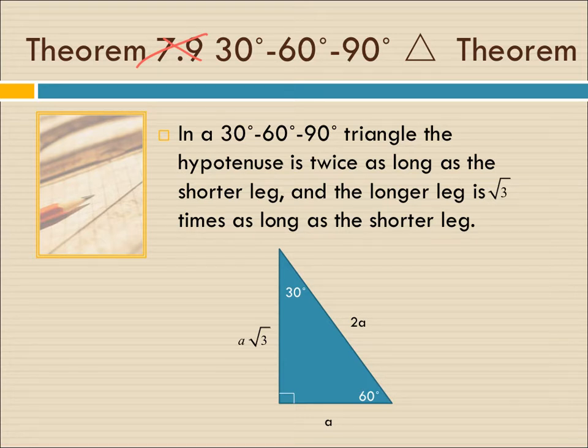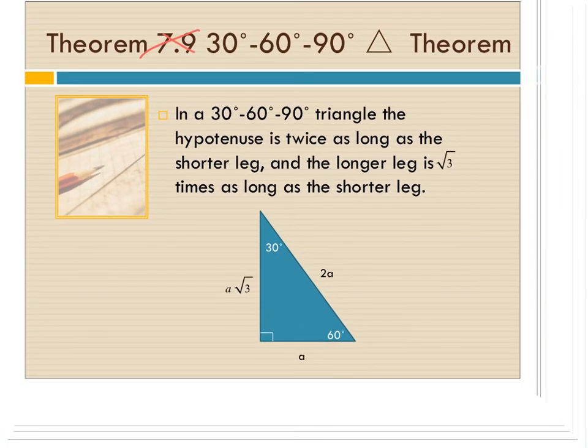Now, they're using the words shorter leg, longer leg. If you recall back when we were talking about how to order angles or sides from least to greatest, remember the shortest side is always across from the shortest angle. So my shortest leg is going to be across from the 30-degree angle. The longer leg will be across from the 60. And then the hypotenuse is across from the right angle. So the hypotenuse is the longest one? Correct. Because 90 degrees is the biggest angle.